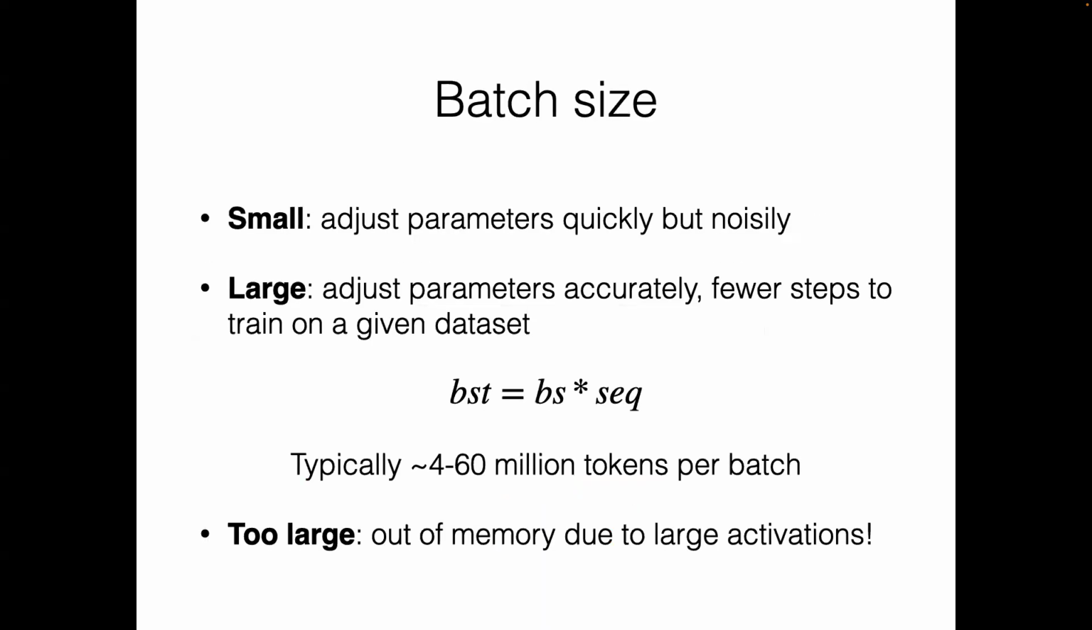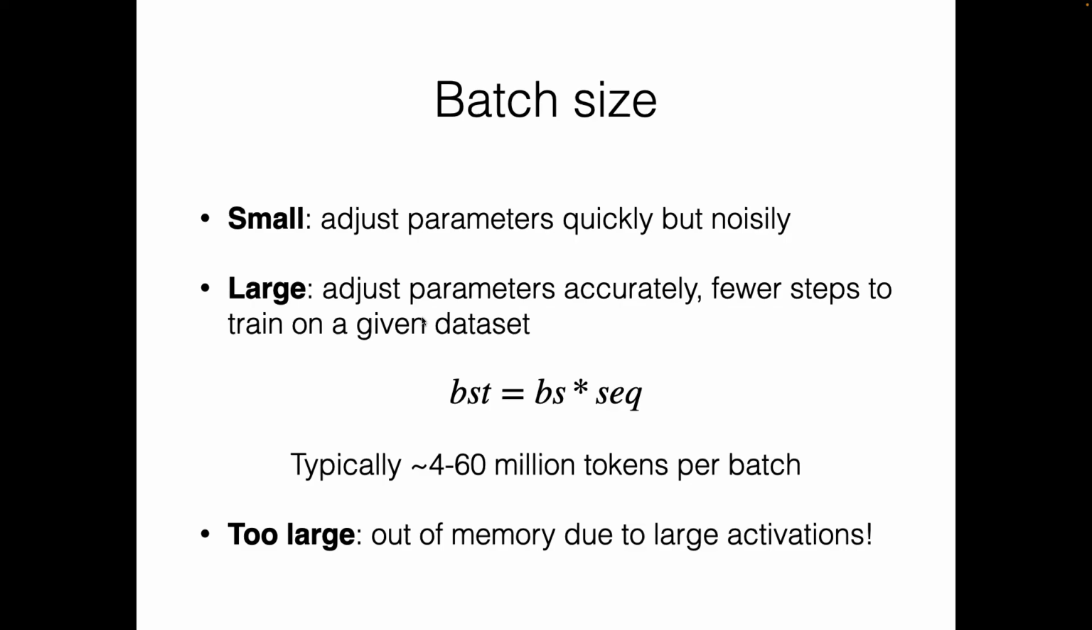So another factor, aside from the fixed memory usage of the model, the gradients and the optimizer states and things like that, is, as I mentioned, the batch size. If you have a small batch size, you could think of this as adjusting the parameters quickly but noisily. If you have a larger batch size, then it's averaging over many different gradients to come up with an update. So this could be, at a high level, maybe less noisy, and you take fewer steps to train on a given data set.